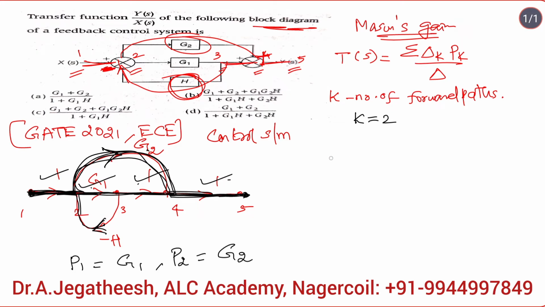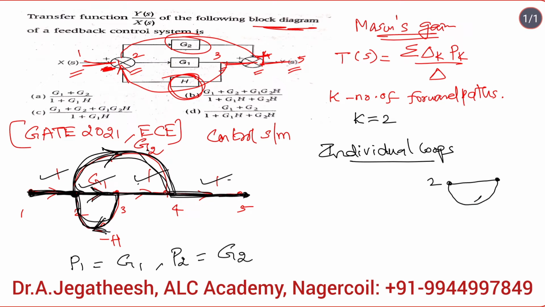Now I am going to find the individual loops. Individual loops start from a node and end with the same node. If you consider this one, it starts from node 2 and goes here, reaches 3, again it comes to 2. So this is the individual loop. I can draw the individual loop here: 2, 3, this is minus H, this is G1, this is node number 3.